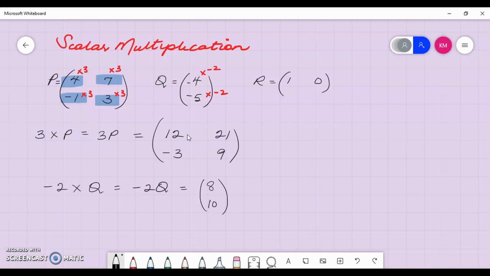Let's try one more. What about a quarter R? A quarter R means a quarter multiplied by R. We follow the same procedure. Multiply each one of the elements by a quarter. So what I'm going to get here is 1 by a quarter is a quarter, and 0 by a quarter is 0. And that there is how you go about performing scalar multiplication.